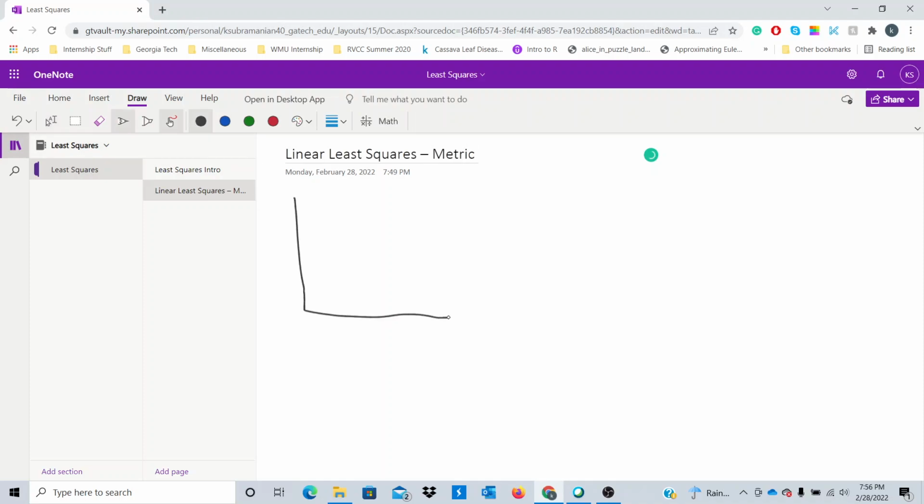If we have x and y, we want to be able to use x to predict y. So if these are my data points, I want to find the line that best fits through this data and captures the trend. One thing we discussed in the prior video is that one line can't go through all these data points. Usually that's not possible.